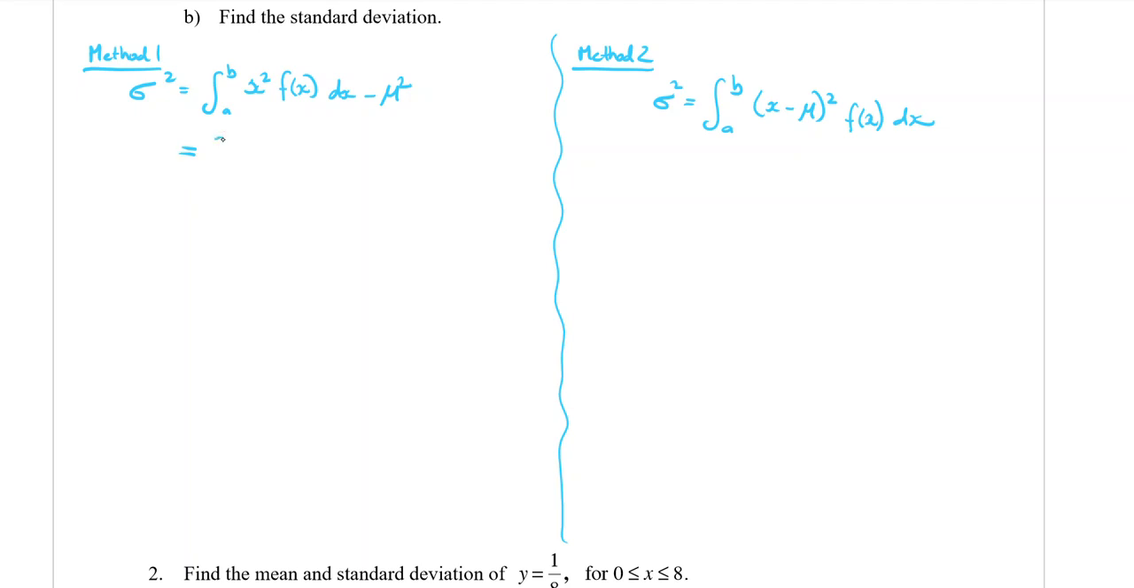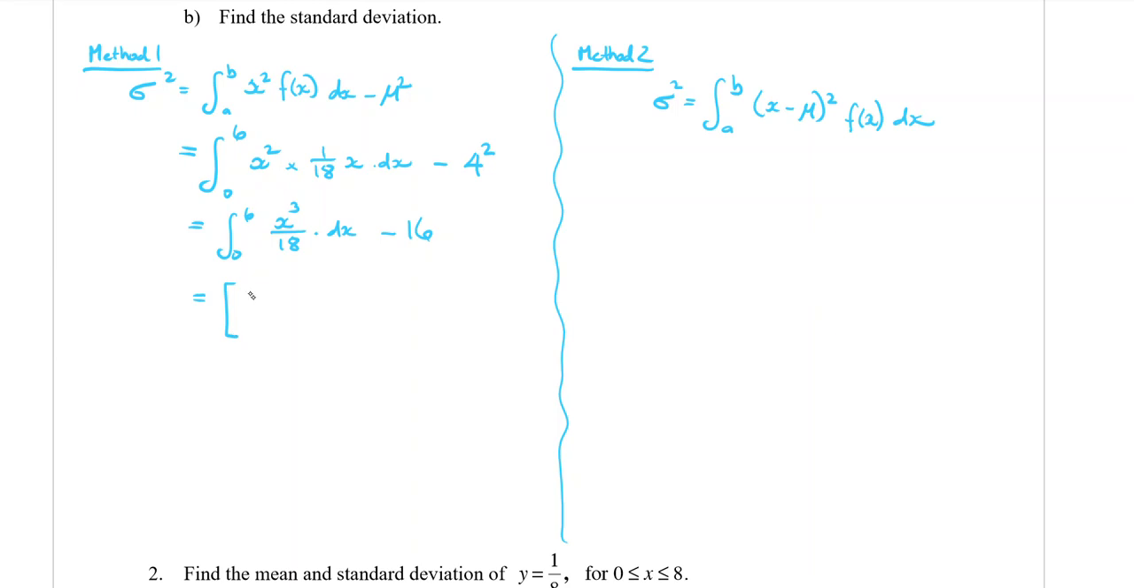So the values that we have, we are going to be integrating between 0 and 6. x squared is just x squared. f of x is 1 over 18x dx. So that's the integral part. But then we have to subtract mu squared, which was the expected value that we just found, which was 4. So 4 squared. Okay, tidy it before you integrate it. Between 0 and 6, we have x cubed over 18 dx minus 16.